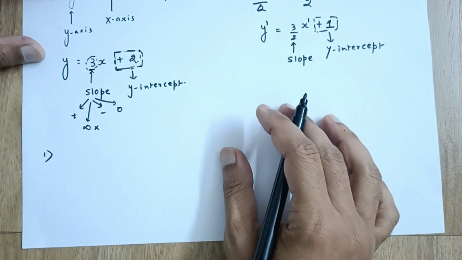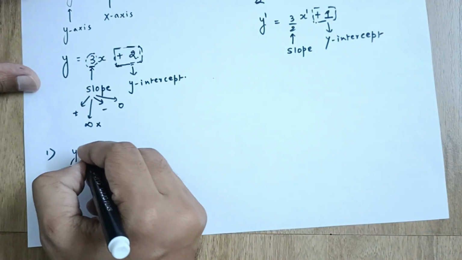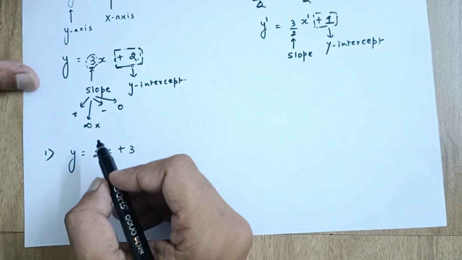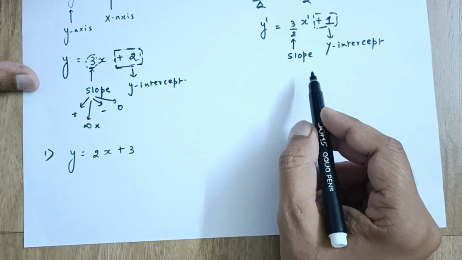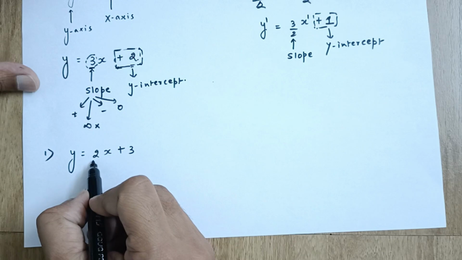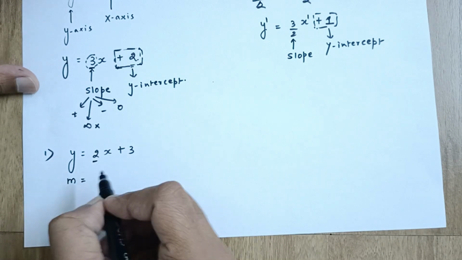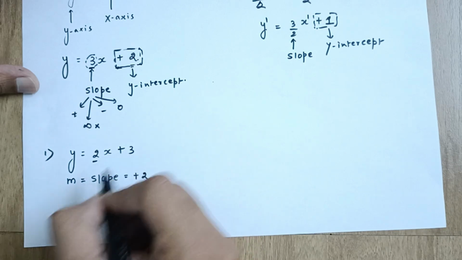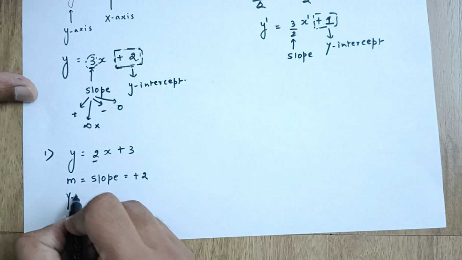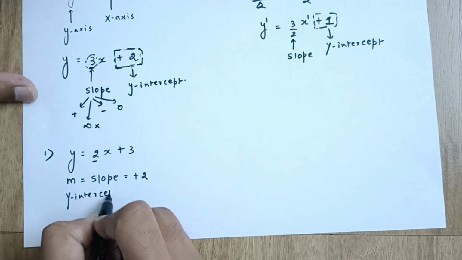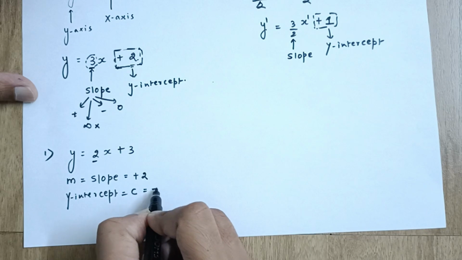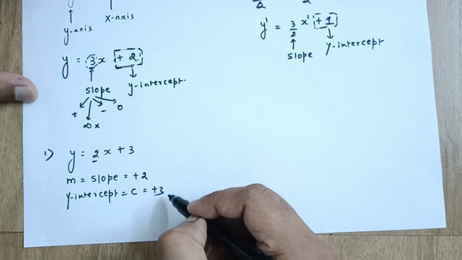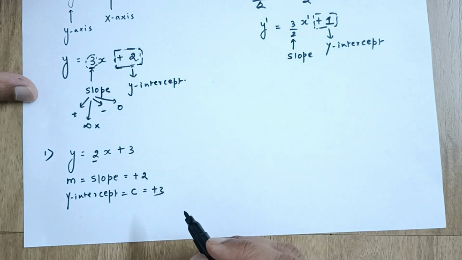The first one I'm giving you is y = 2x + 3. We will not understand in detail what the slope is right now. Here the value of slope m is plus 2, and the y-intercept, that is c, is plus 3. This y-intercept means it is a point on the y-axis when x is 0.